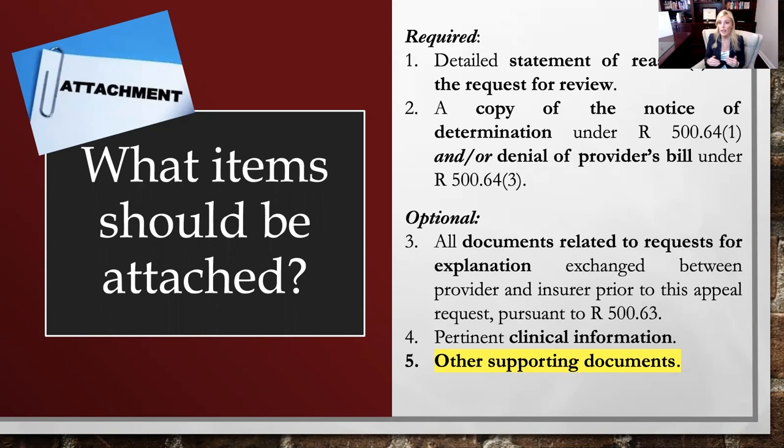However, there are a few items that are specifically identified on the form and that a provider can supply. First, all documents related to requests for explanation, exchange between the provider and the insurer prior to the appeal, any of the documentation that was submitted as part of that written request for explanation that we discussed earlier, as well as any pertinent clinical information, or again, this broad catch-all category of other supporting documents. And this language allows a provider to really supply anything that they think might be relevant to DIFS for its consideration, and depending on the particular facts and circumstances of the case and the claim and the denial, this will look different in almost every single case.